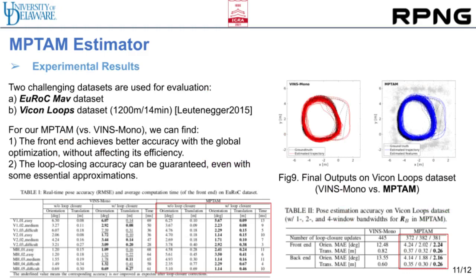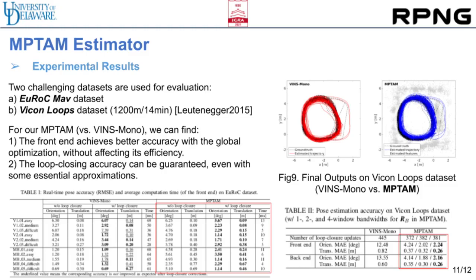We further implement our visual-inertial SLAM system to validate our method. Here we compare it with one state-of-the-art model, VINS. Two challenging datasets are used for evaluation. The first is the benchmark EuRoC dataset, and the second is the challenging long-term multi-loops dataset. Based on our results, we can find that our MPTAM achieves better front-end accuracy with the global optimization. This can be seen from table 1.